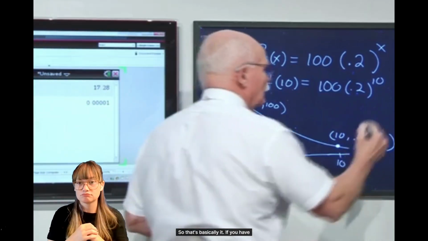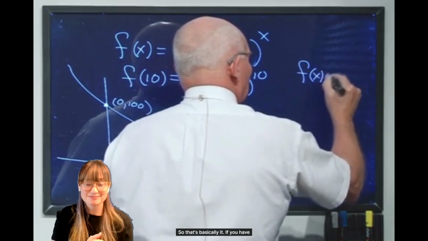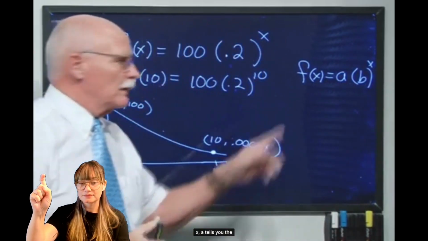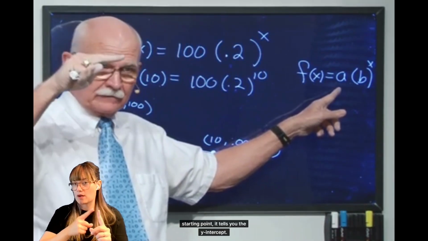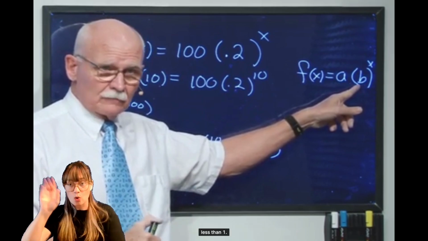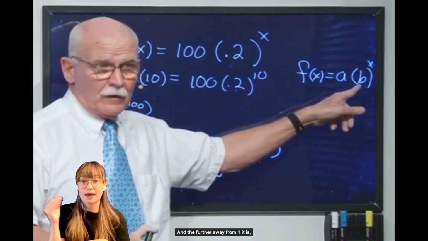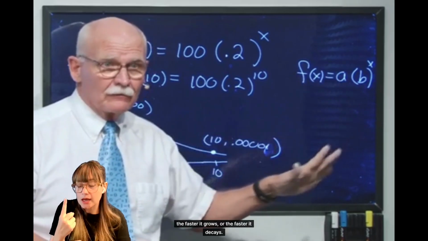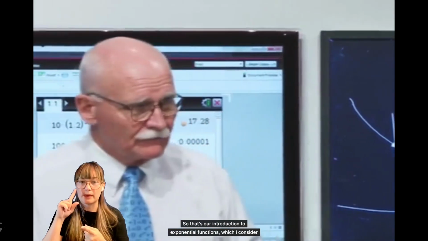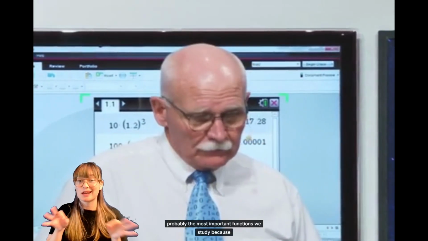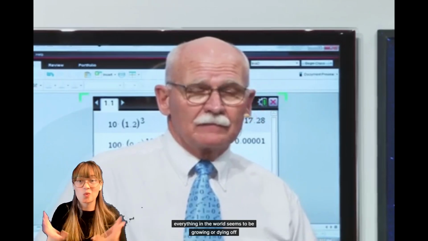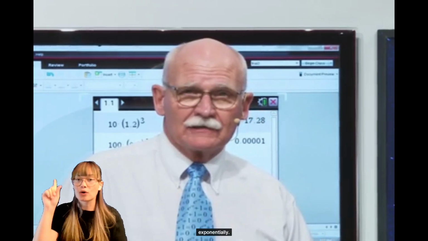So that's basically it. If you have a times b to the x, a tells you the starting point, it tells you the y-intercept. B tells you if it's growing or decaying, depending on if it's bigger than 1 or less than 1. And the further away from 1 it is, the faster it grows or the faster it decays. Okay? So that's our introduction to exponential functions, which I consider to be probably the most important functions we study, because everything in the world seems to be growing or dying off exponentially.